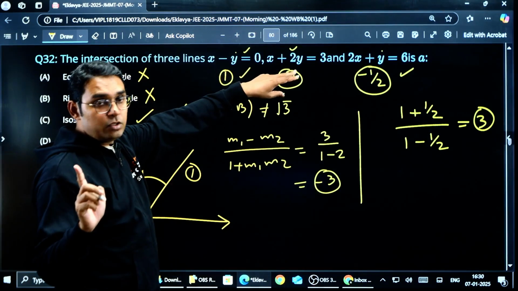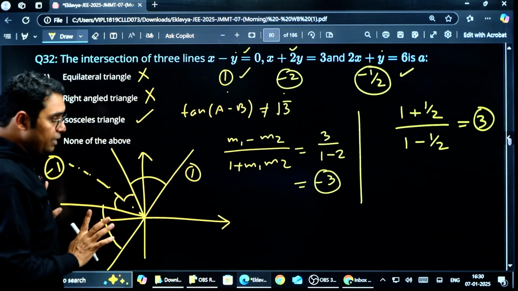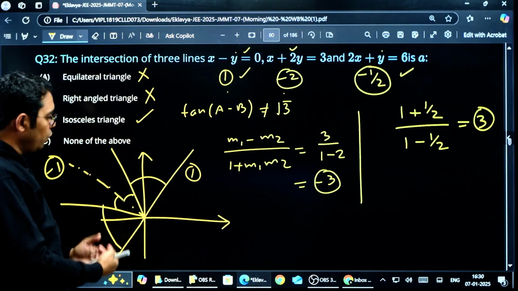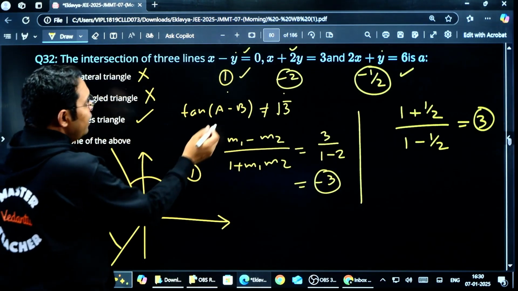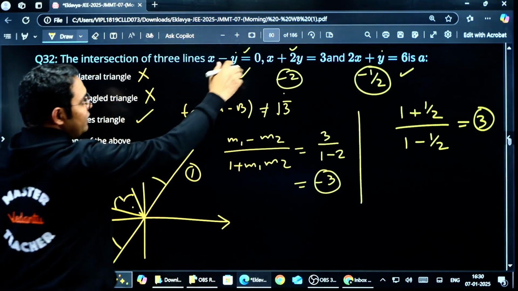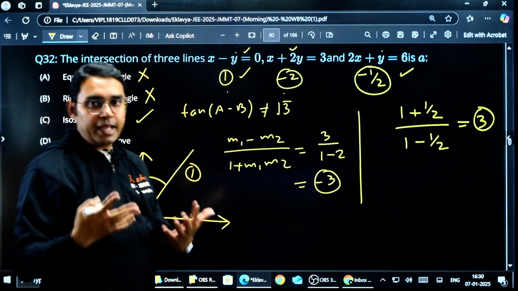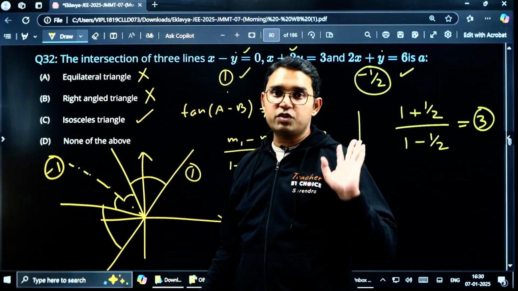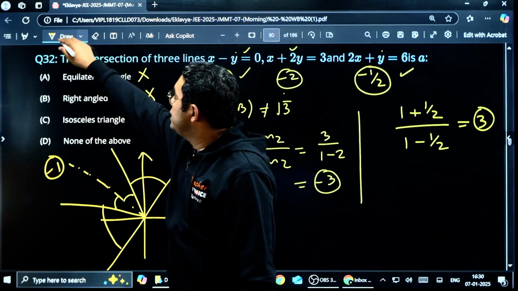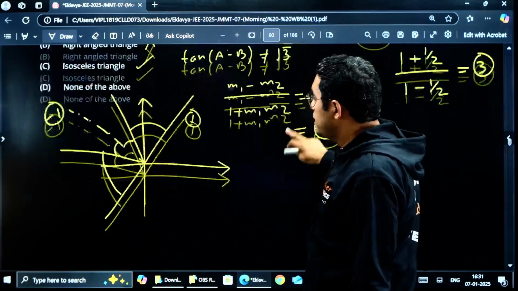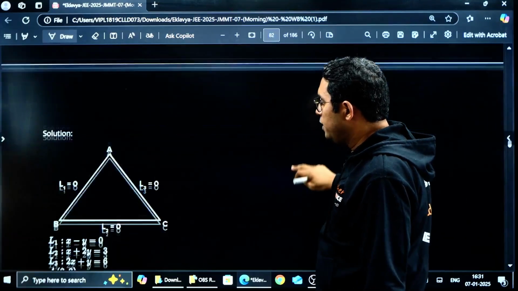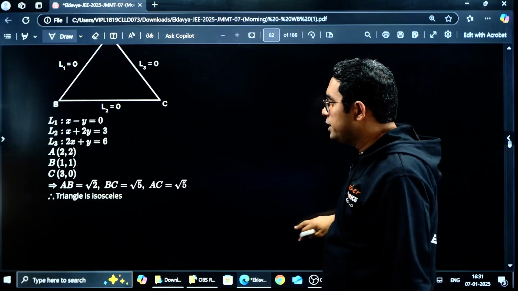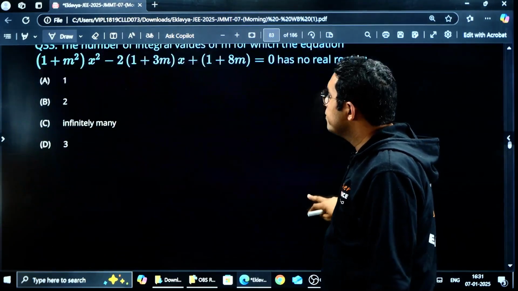These lines are not passing through the origin, so this is not a correct diagram. This diagram is just to show you how they are making equal angles with this line. They will be shifted to some other point, so they will form a triangle, but these angles will remain the same. Hence, this is going to be an isosceles triangle. You can also do this question by finding side lengths. I think this is done here. Here you have found the point of intersection. Then also you can do it.